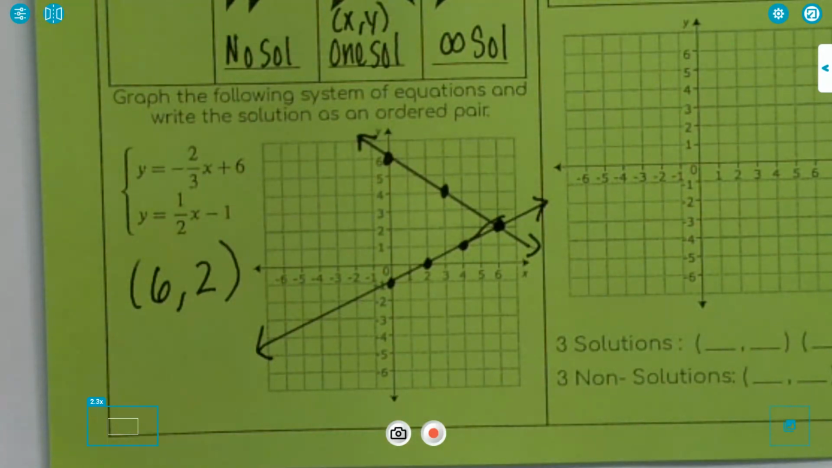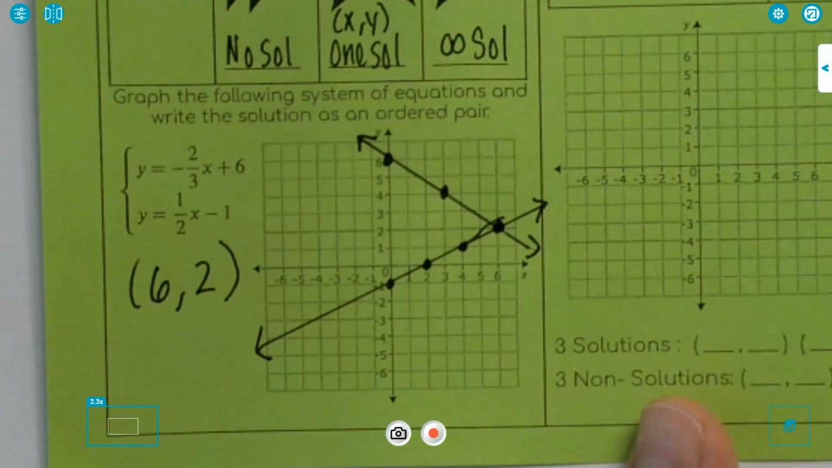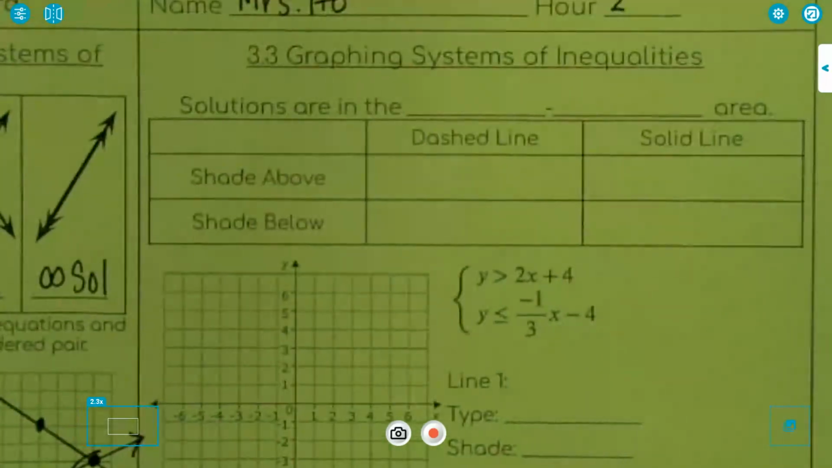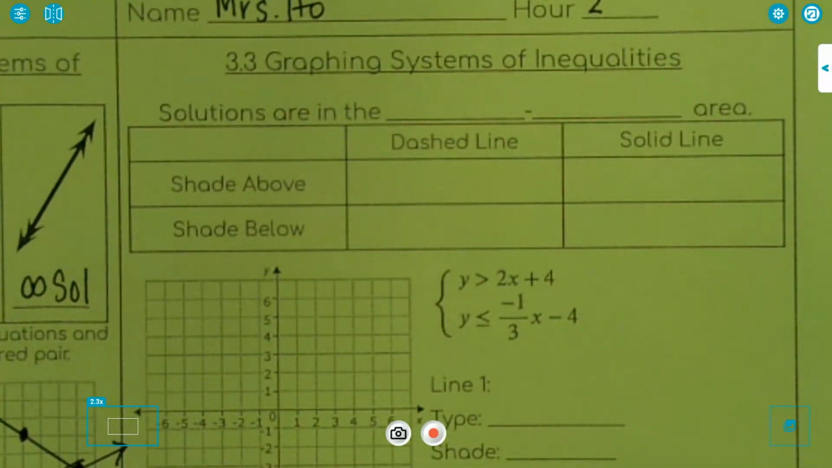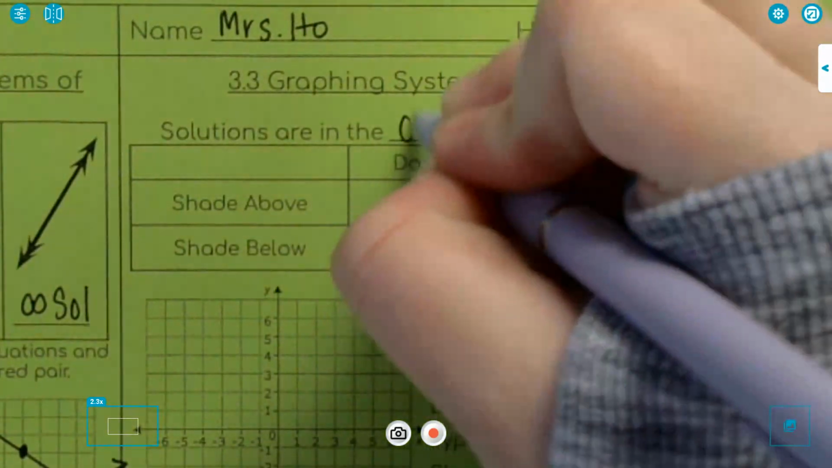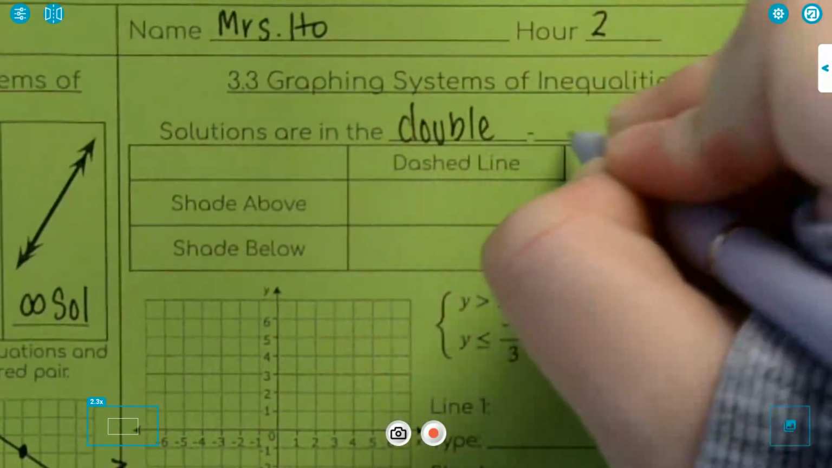Right, in that case, we will go look at graphing systems of inequalities. So this is the one thing that you guys haven't seen yet again today. Graphing systems of inequalities, that's where we graphed 2 lines and shaded them. Those solutions ended up in the double shaded area.